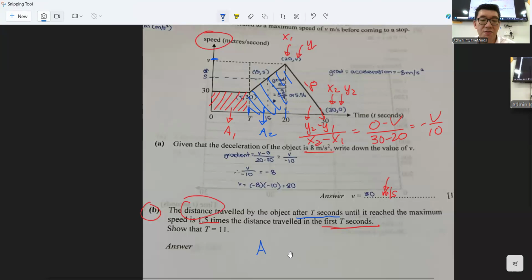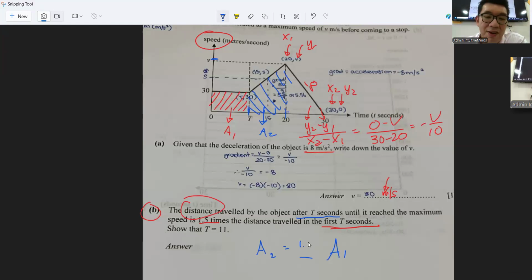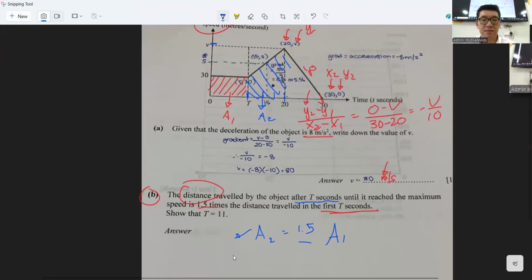Let's start with A2. It's better that way. A2 equals to blank times A1. What would the blank be? 1.5, very good. And what is A2 in terms of T? The area we are looking at, the blue area here. All right, A2 is the blue area here.